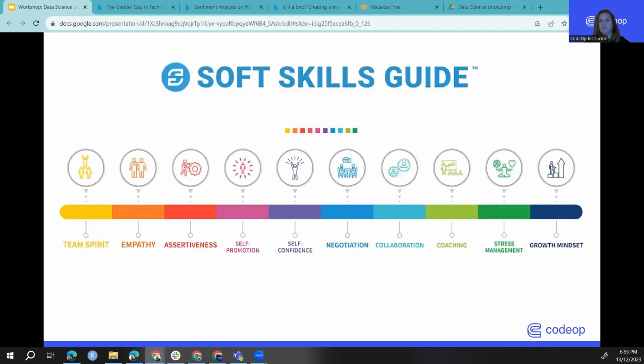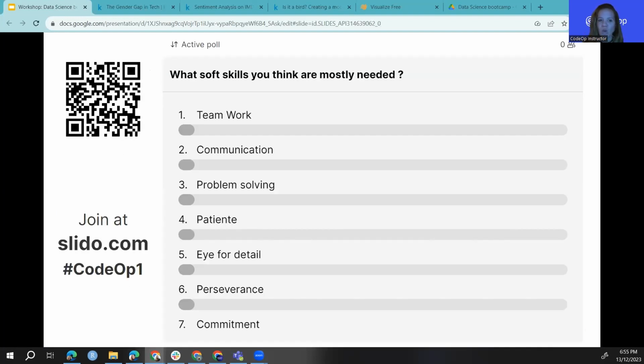Okay, let's see what the soft skills are. These are the things you already might have and already know, like team spirit, empathy, assertiveness, self-promotion, confidence, negotiation, collaboration, coaching, and so forth. So let's do another question and see what you think. What soft skills do you think are most needed? You can go back to the Slido page, keep it open throughout the webinar, and rank them or just place what you think is needed in a data scientist or data analyst job.